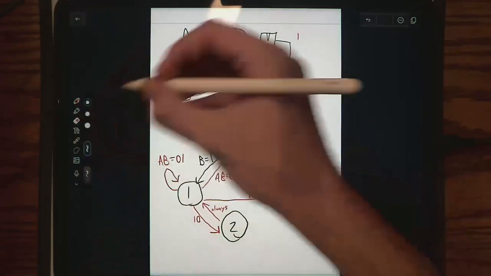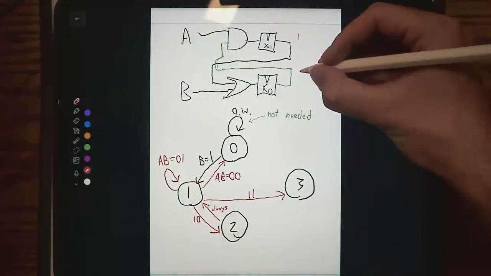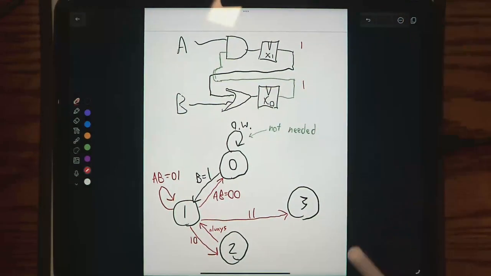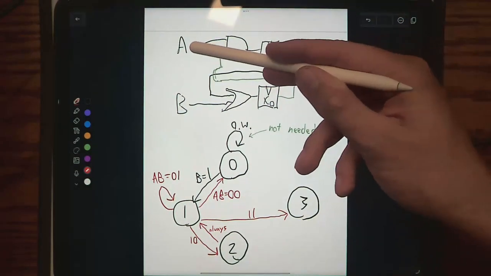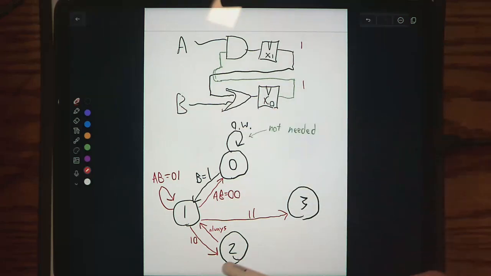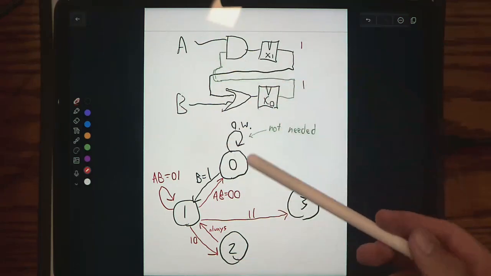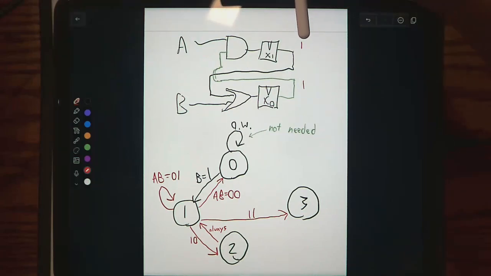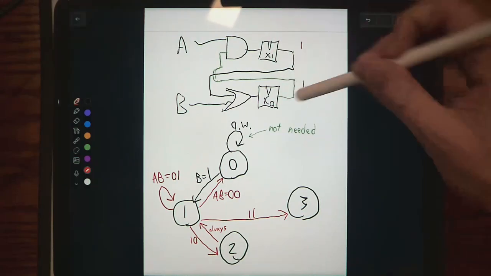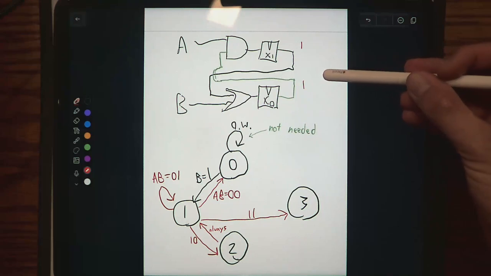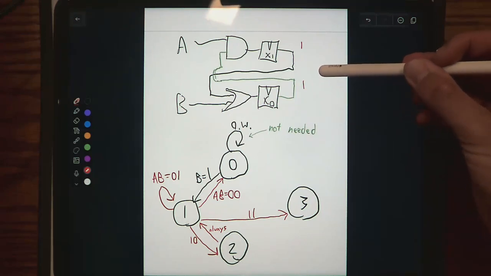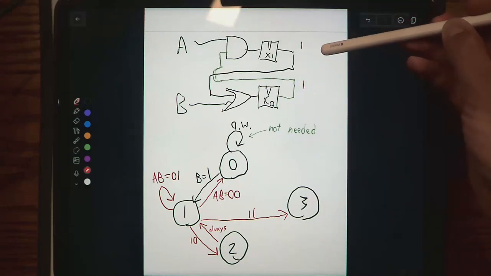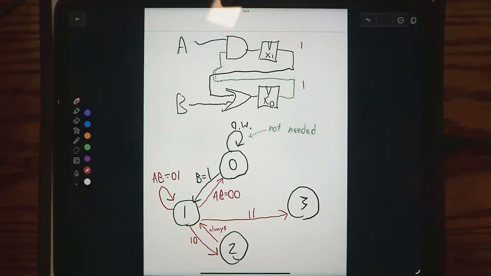So when we have 1 and 1 being stored here. So if we have now 0, 0 passed in as A and B, what is our next state? So we know that we're going to have a 0 here. And what will we have here? 1. So therefore, if we are given 0, 0, then what will our next state be? 1.